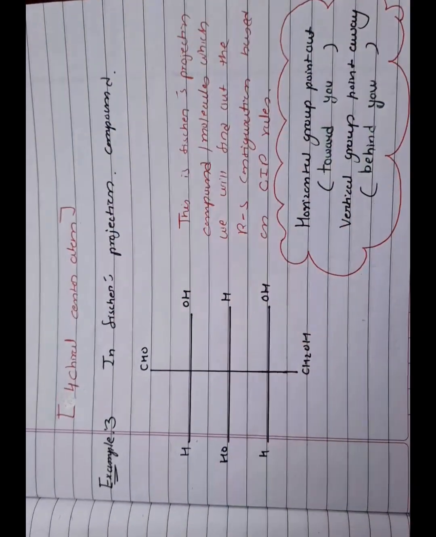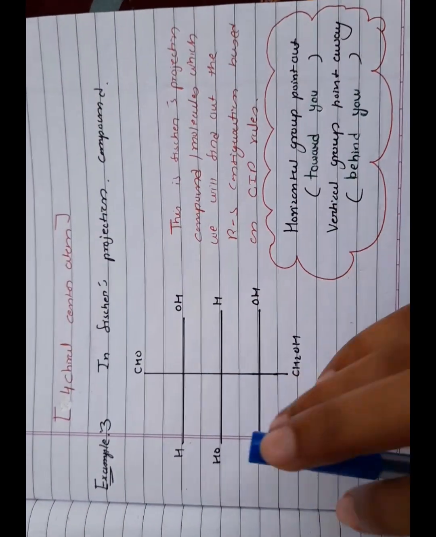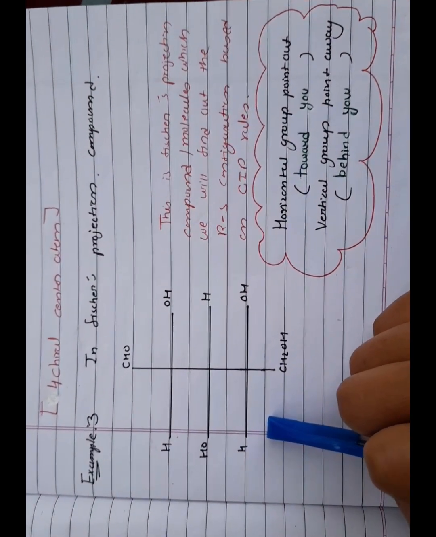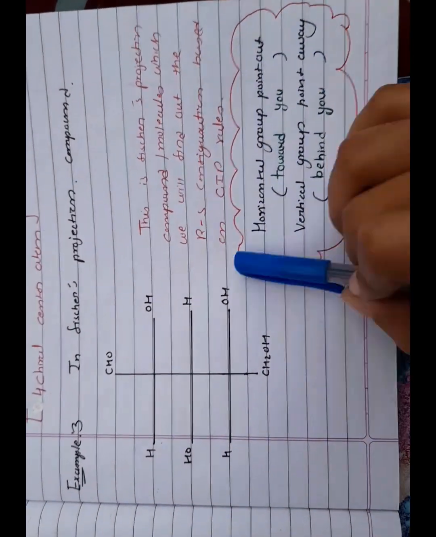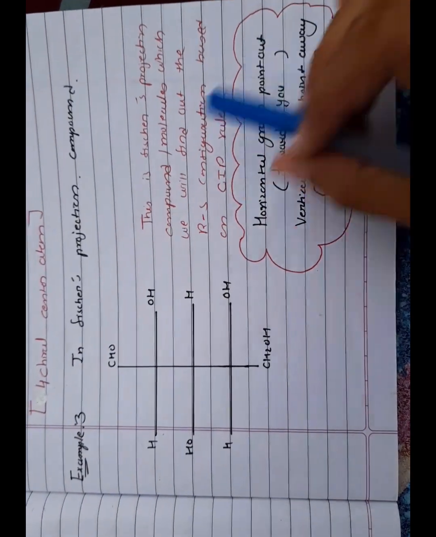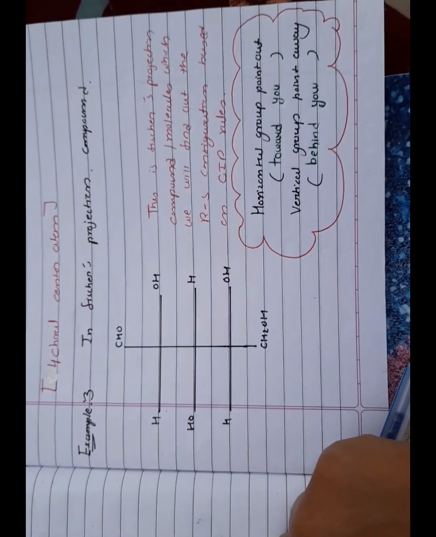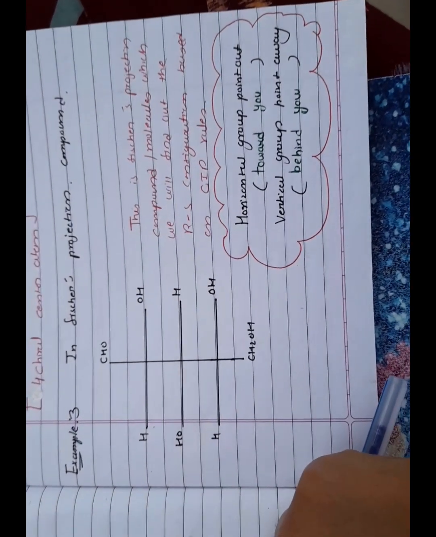This is glucose. First of all, this is a Fischer projection, from which we find the R/S configuration based on CIP rules. It is important. The horizontal groups point out toward you and the vertical groups point away behind you. Let's do the CIP rules step by step to get the R/S configuration for each stereocenter.